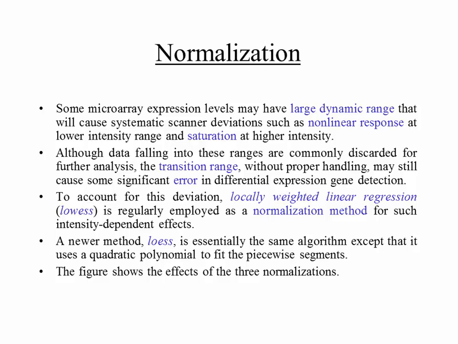And to account for this deviation, there are other variations that have been used. Instead of using linear regression, you can use locally weighted linear regression, and they call that LOWESS. You don't have to memorize all these. These were hot topics, as I said, 15 to 20 years ago, right? Microarrays came out around 1995. The paper that I'm going to discuss is 1997.